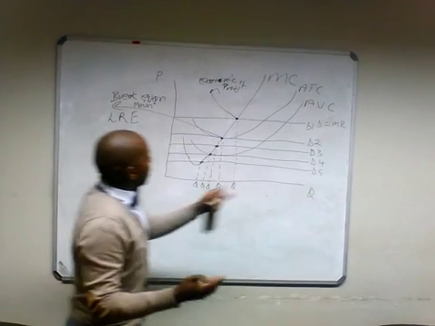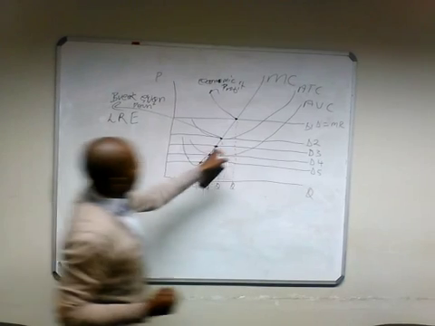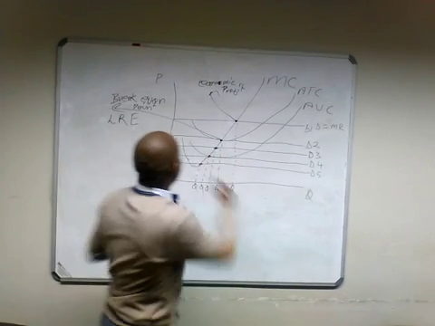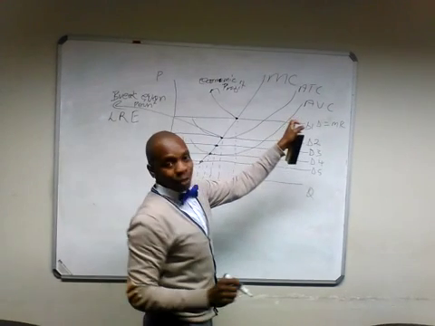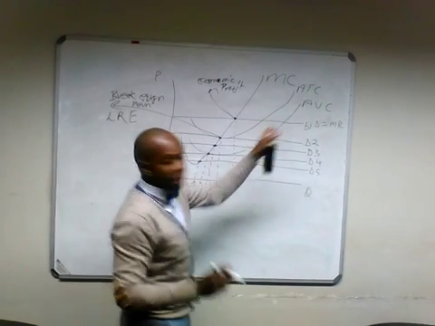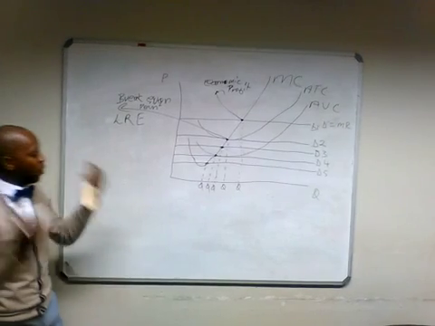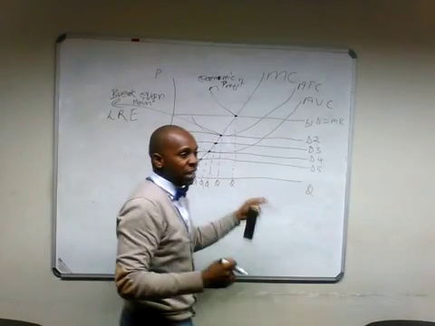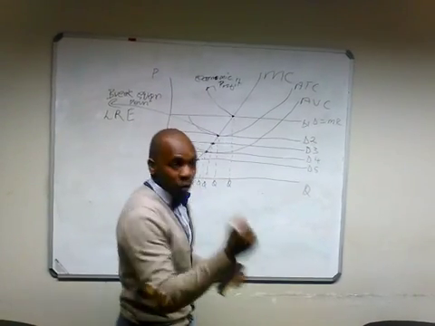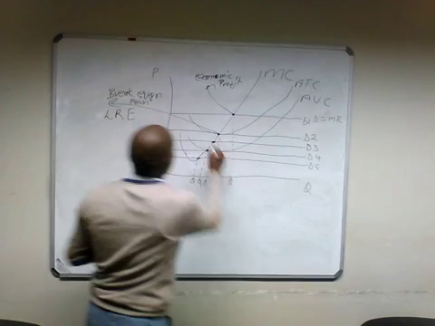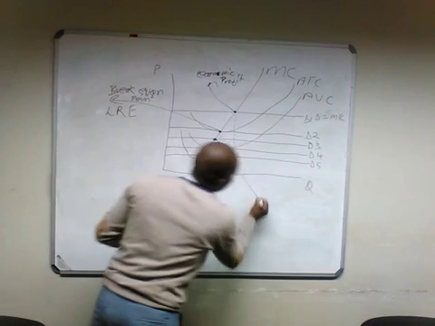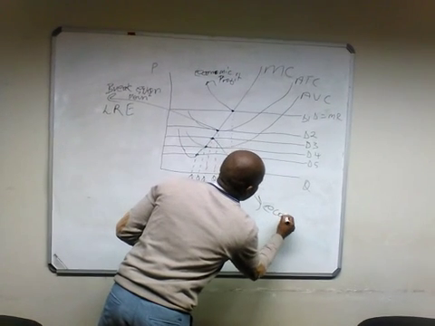What does D3 tell us? When you look at D3, the price is less than the average total cost. So they are no longer making an economic profit, they are no longer making a normal profit, they are just making an economic loss. They are minimizing losses, or you can just say it's the economic loss.